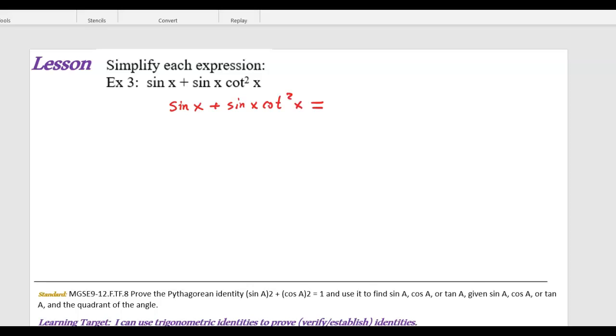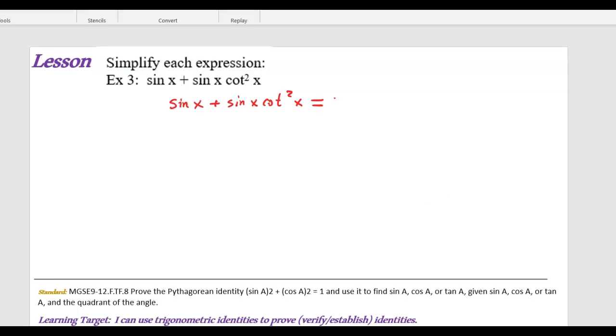Okay, now when I see this problem, I notice that both terms I'm adding have a sine of x factor. I'm going to factor out the sine of x, just because I know that if I factor first, something might clean up. Not always, but generally that's the case.